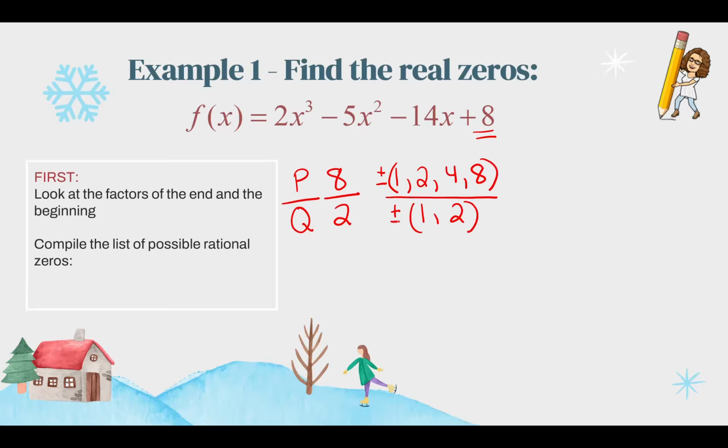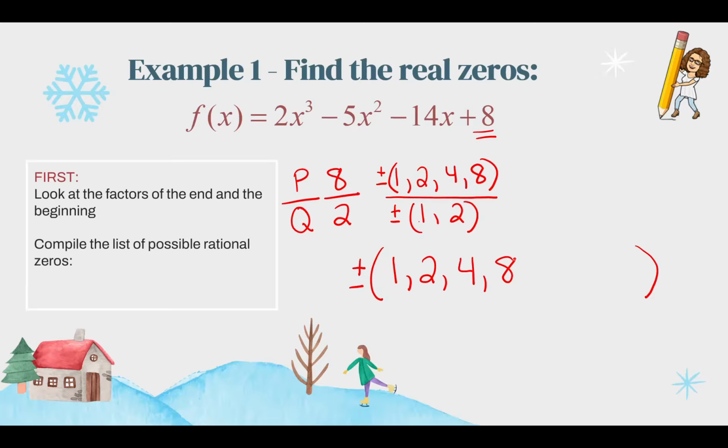Now what we need to do is divide every factor in the numerator over every factor in the denominator. So I'm literally going to divide everybody by 1, and then I'm going to divide everybody by 2. And I'm going to just note that we could have plus or minus all of it. Okay, so I'm going to go 1 divided by 1, that's just a 1. 2 divided by 1, that's 2. 4 divided by 1, that's 4. 8 divided by 1, that's 8. So I've divided every numerator by 1.